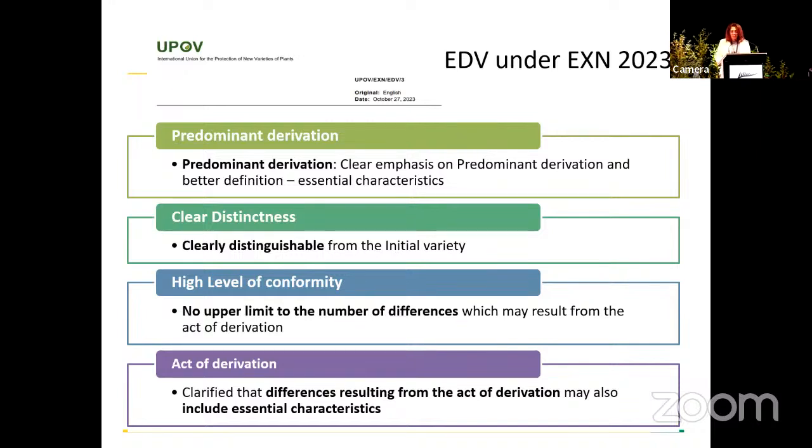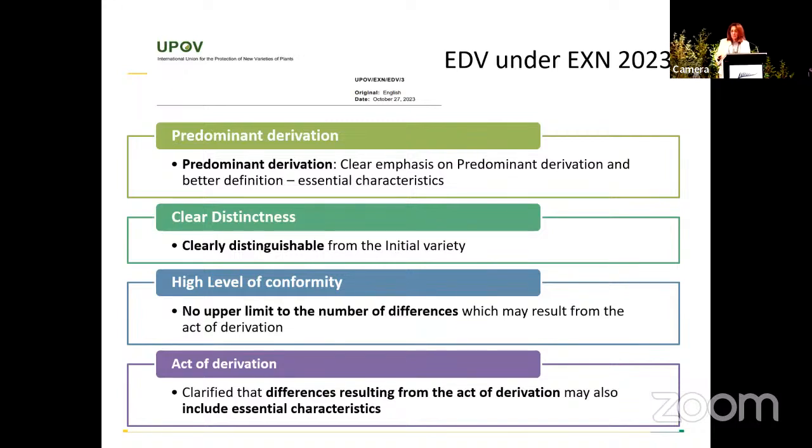The third element where we have succeeded was high level of conformity, where we have no upper limits of the number of differences which may result from the active derivation, because that was really an issue and that was not coming back to the definition stated in the act. So at this stage, you do a modification, no upper modification. That's really great. And then the last element is regarding the active derivation, where this explanation clarified that the differences resulting from this, again, the active derivation, whatever method it is, may also include essential characteristics.